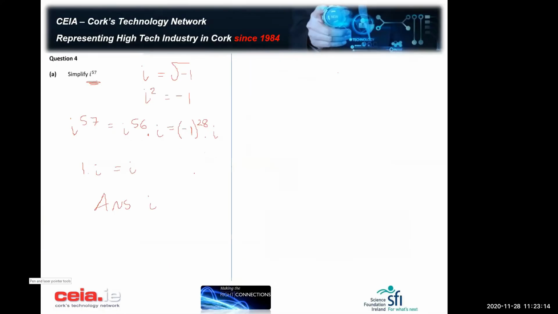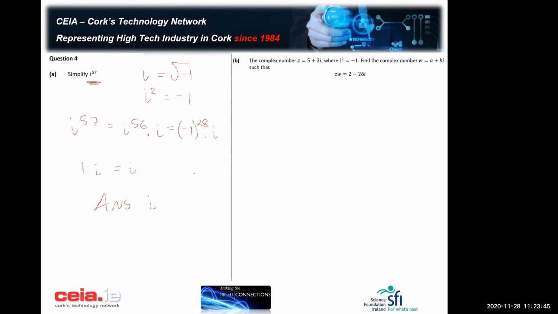So that's question 4A. We move on to question 4B. The complex number z is equal to 5 plus 3i, where i squared is equal to minus 1. Find the complex number w is equal to a plus bi, such that z by w is equal to 2 minus 26i. So in other words, find the other complex number w.